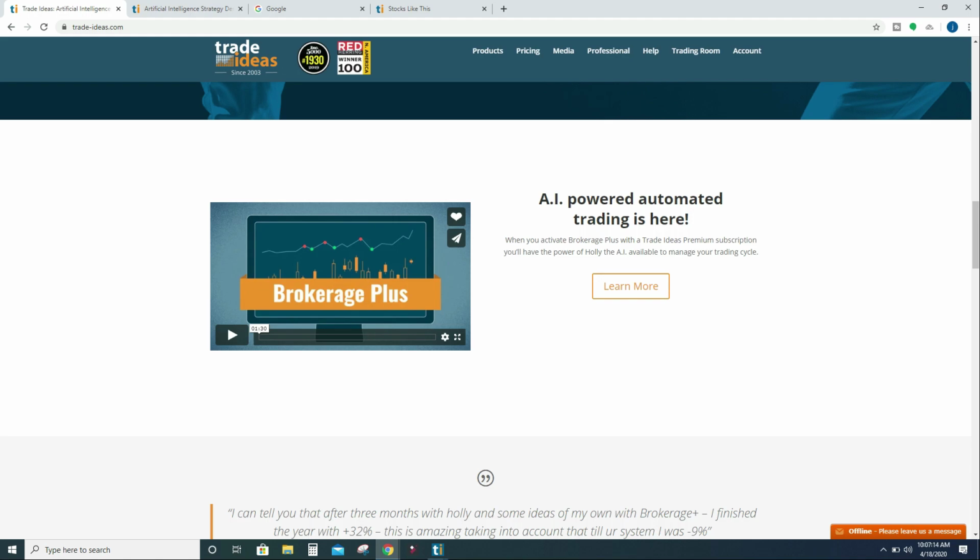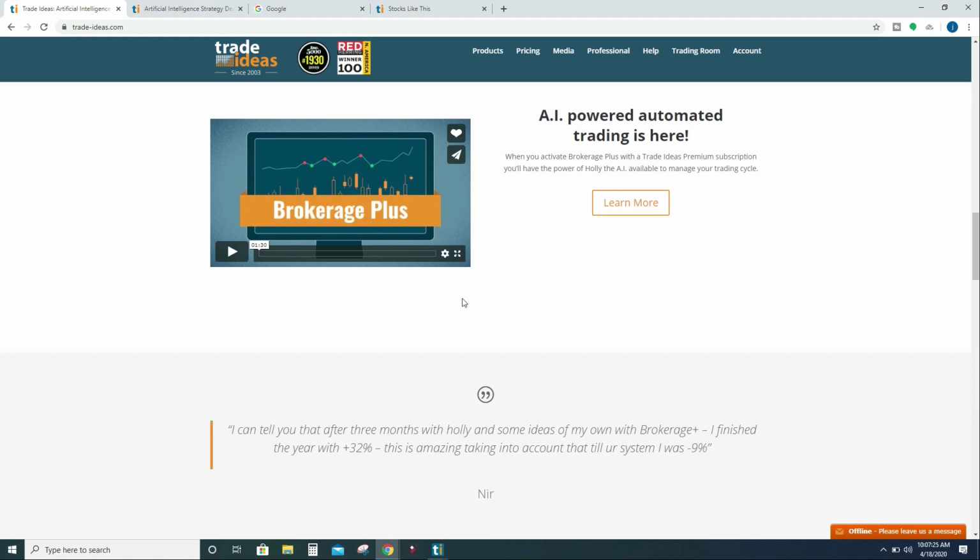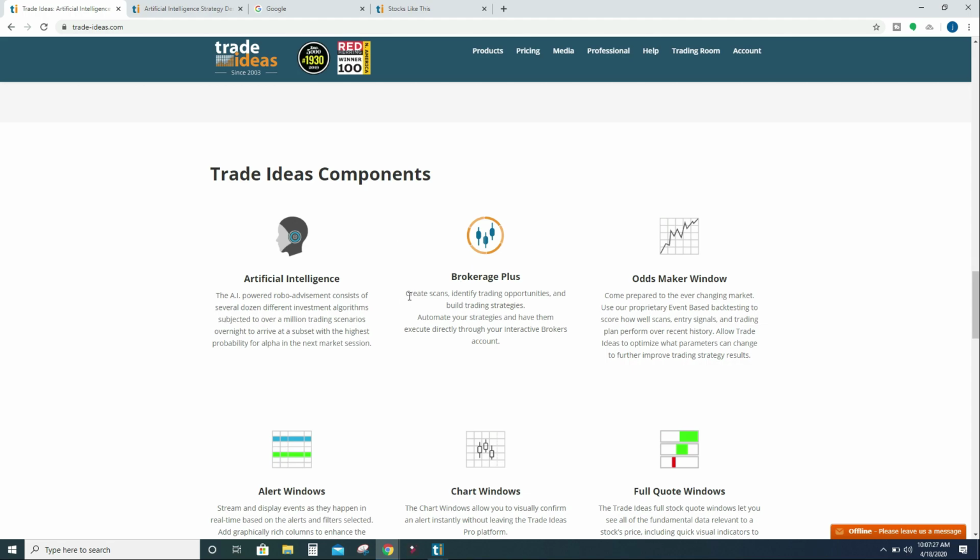Or you can use Trade Ideas' proprietary AI algorithm, which is called Holy Grail. So we'll go over that here in a second. But if you're into that thing, then check Trade Ideas out. So here are the different components that Trade Ideas offers. Again, we talked about artificial intelligence. You can link your broker to it. Now this is a really cool feature, the Odds Maker.